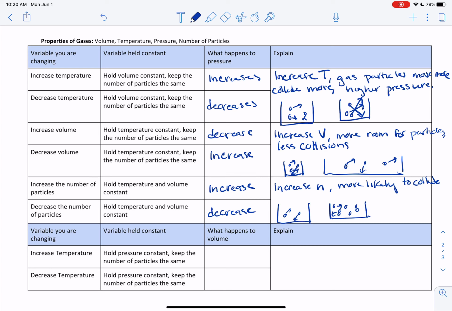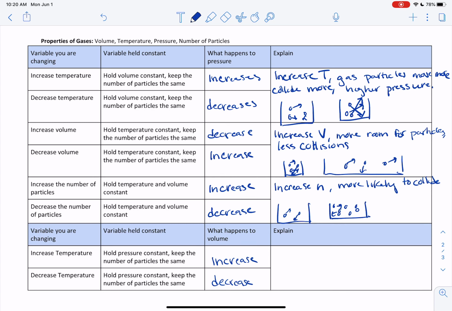The last part here I want to talk about is let's hold pressure constant and talk about temperature and volume, okay? So if we hold our pressure constant, that means we need to be in some sort of flexible container, like a balloon, not like a hard steel container. So if you increase the temperature while you hold your pressure constant and you keep the number of particles the same, the volume is going to increase. If you decrease the temperature while holding the pressure constant and keeping the particles the same, the volume is going to decrease. Okay? So why is this?